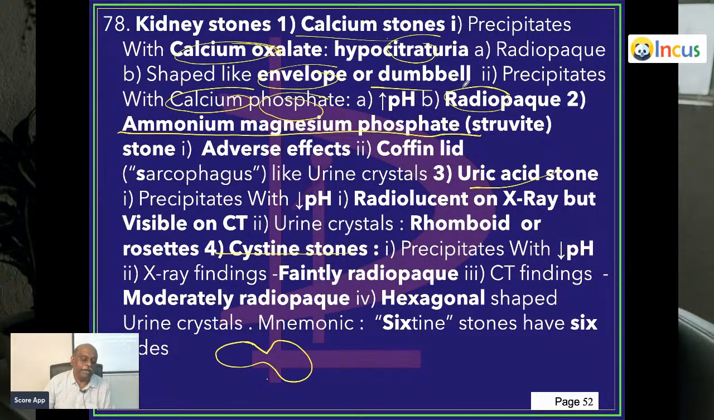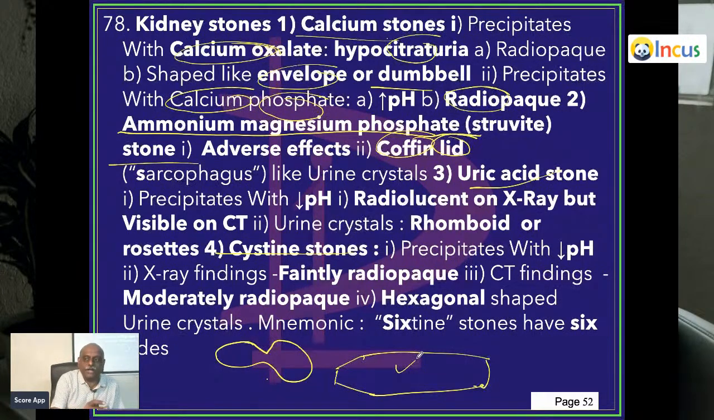Then ammonium magnesium phosphate stone is also called struvite stone. And typically it has a coffin lid shape, the lid of the coffin. How will be the lid of a coffin? Like this. This is the shape. They are coffin lid shaped crystals.